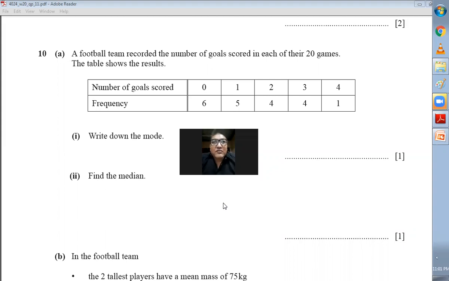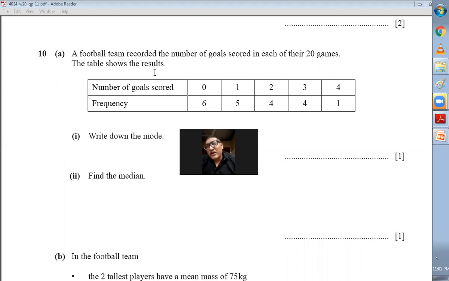So he says write the mode. The mode is the X value that has the largest frequency here. So the largest frequency is 6, and 0 will be the mode. Then he says find the median.